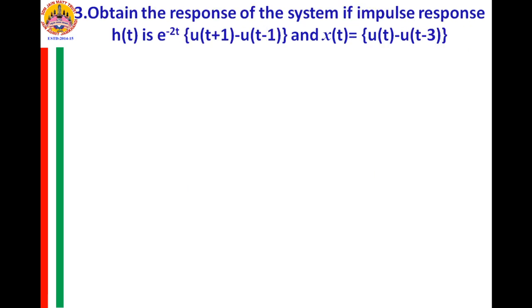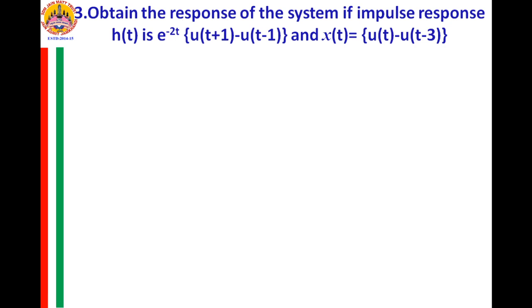This is the last example of this session. In this, both of this h of t and x of t both are finite duration signals. h of t is e raised to minus 2t into u of t plus 1 minus u of t minus 1, and x of t is u of t minus u of t minus 3. So let us first sketch x of t and then sketch h of t and then reflect h of t.